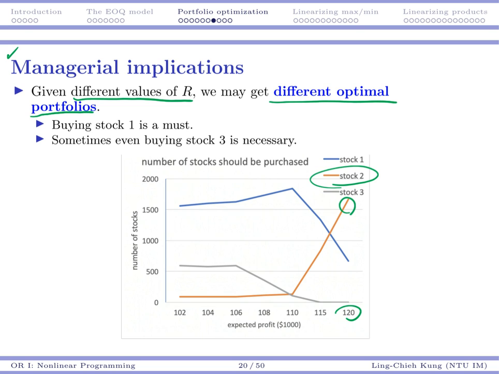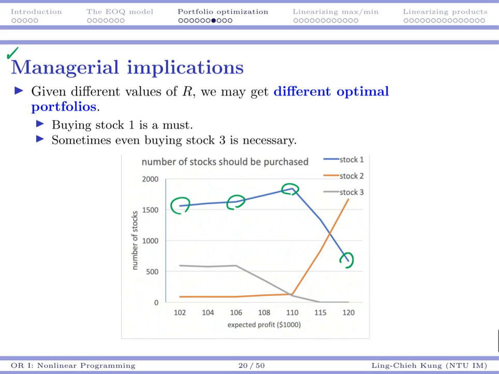That's one thing. Also, very interestingly, you may see that sometimes buying stock 1 is a must. Why do we want to buy stock 1 in most cases? Because stock 1 is a good choice. It also has a high return, but its risk is small, its variance is small. So almost always we need to buy stock 1.